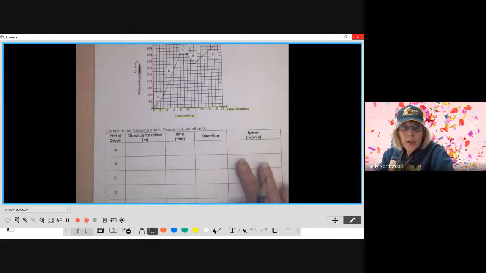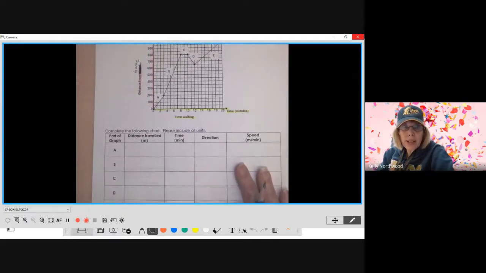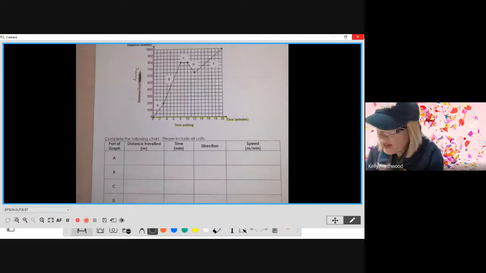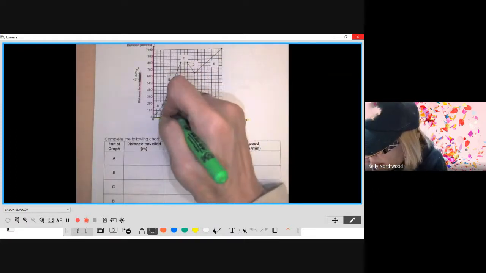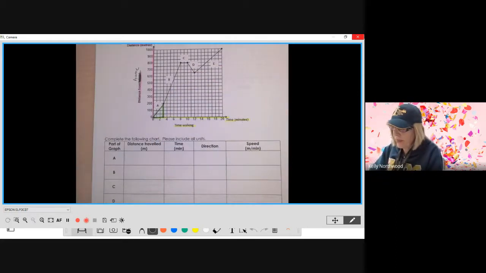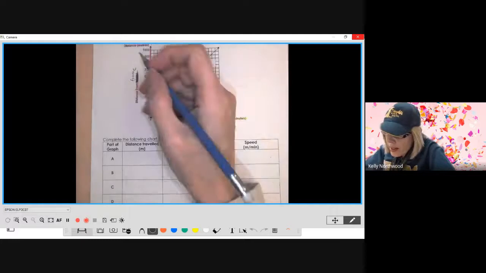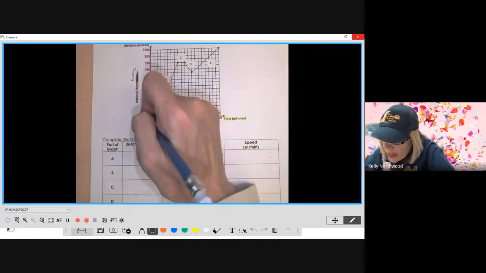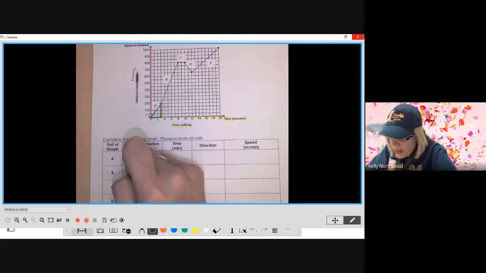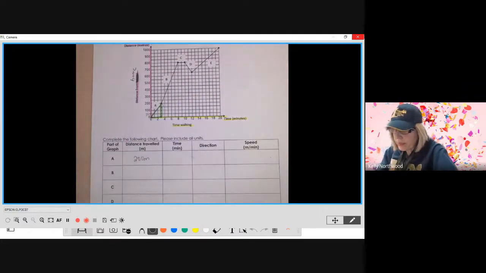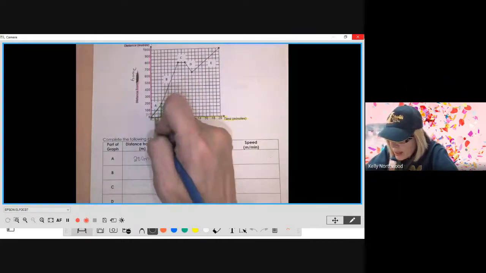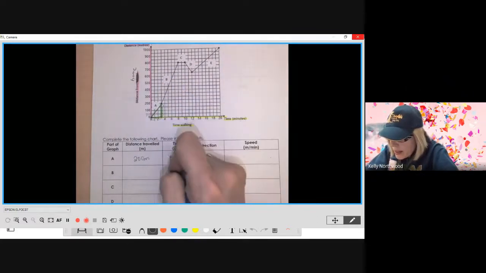Okay, so then we've got this whole big chart to fill out, all the different sections. For part A, they want to know the distance traveled. So I'm going to look at my rise here in part A. There's my rate triangle. And my scale is 50 meters, so 50, 150, 200 meters. And the time by ones for minutes, 3 minutes.